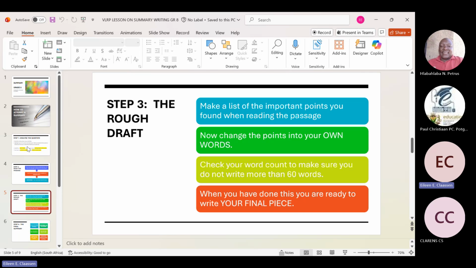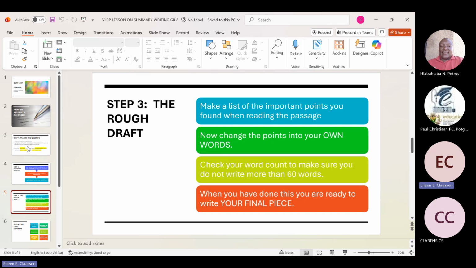So take what you have, change it a little bit, and then it's not a quote anymore. Then it's your own words. And please make sure when you've written that down that you are within the word count of 60. If your word count says 60, you must have 60 words. If it says 70, you must have 70 words. Count them. Make sure that you don't go over the word count.